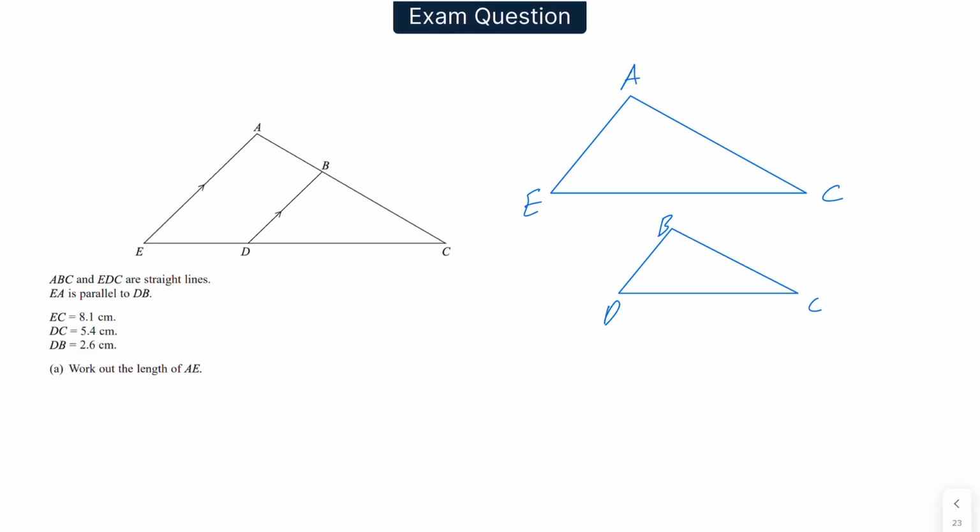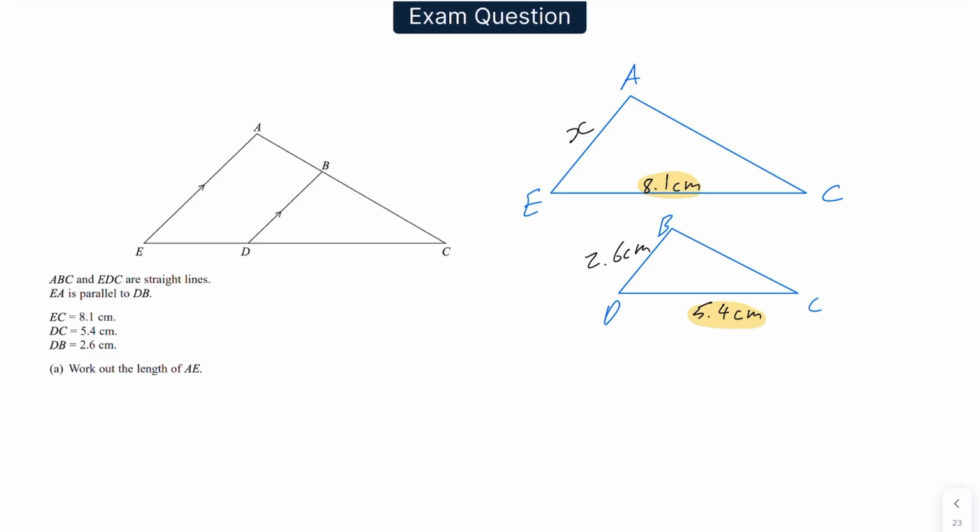So E to C is 8.1 centimeters. D to C is 5.4 centimeters. D to B is 2.6 centimeters. And it's saying work out AE, we'll call that X there. Right, so the two matching sides we have is that one and that one there.